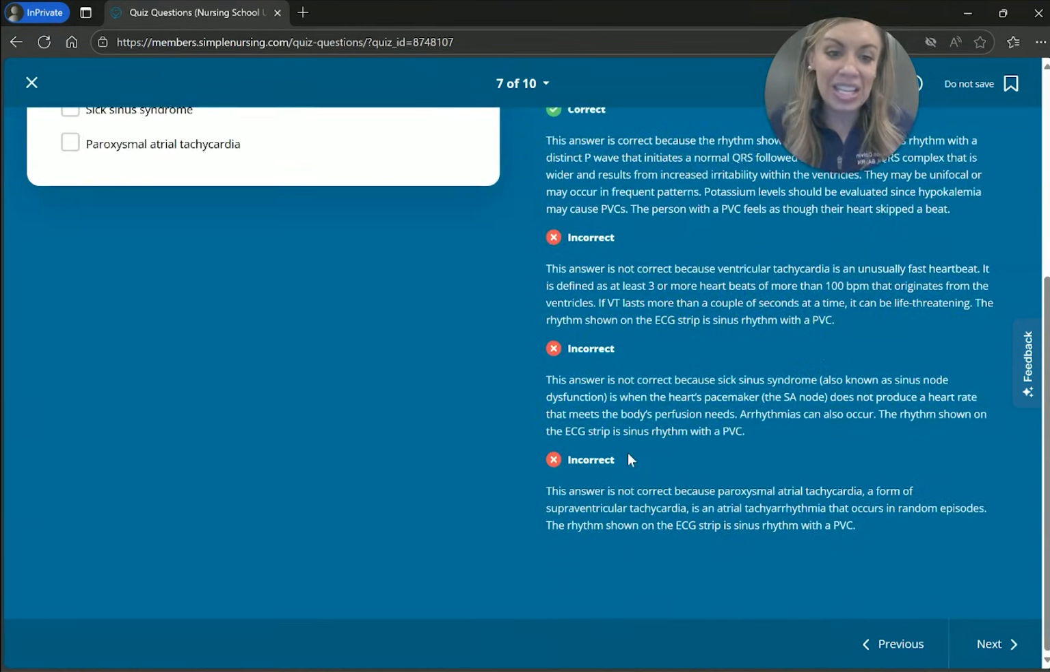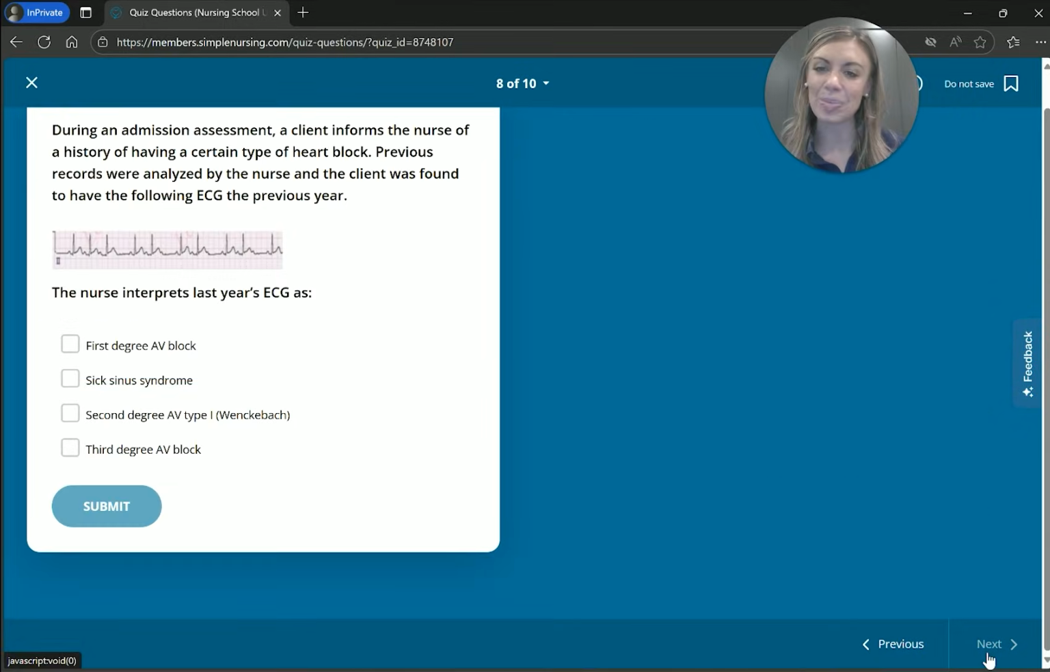And again, that overview with the rationales, and again, what we would see, say, if it was sick sinus syndrome, and even what that would produce. So, again, why things are correct and incorrect. During an admission assessment, a client informs the nurse of a history of having a certain heart block. Previous records were analyzed by the nurse, and the client was found to have the following EKG the previous year.